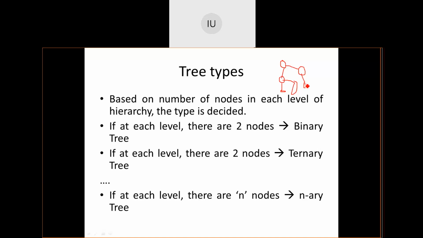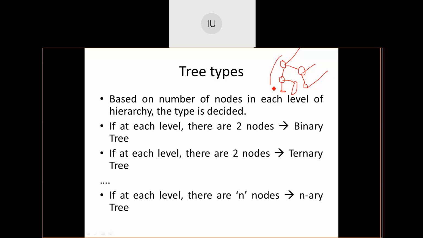So at every level, I will consider this as level 0, this as level 1, this as level 2. When I consider each and every level in the whole of the tree, what is the maximum number of nodes at each level? That decides the kind of the tree.